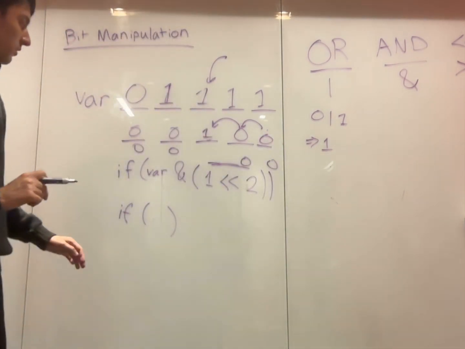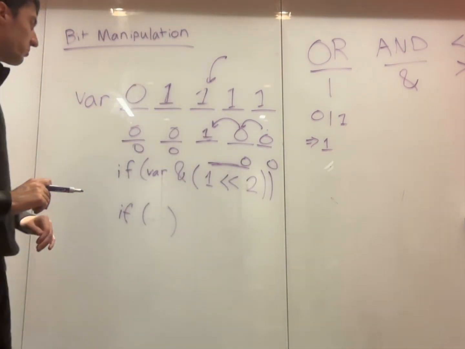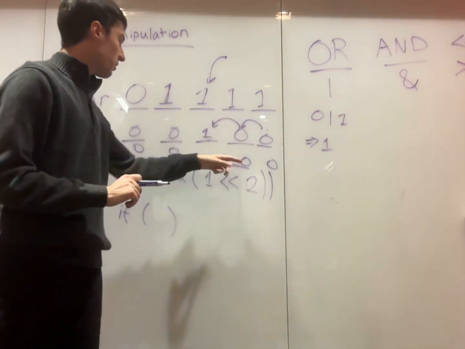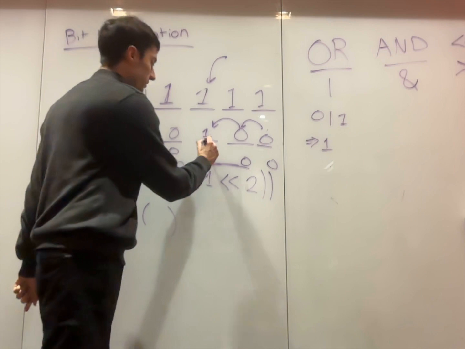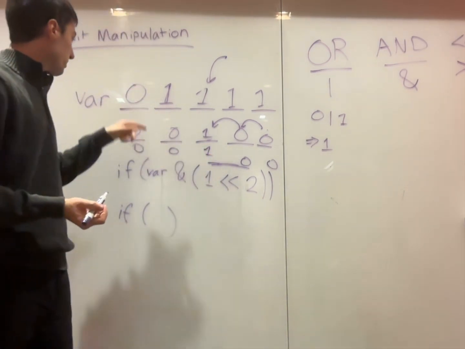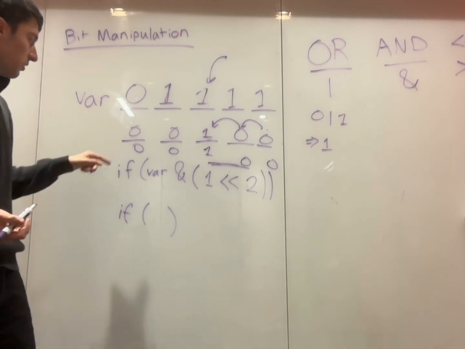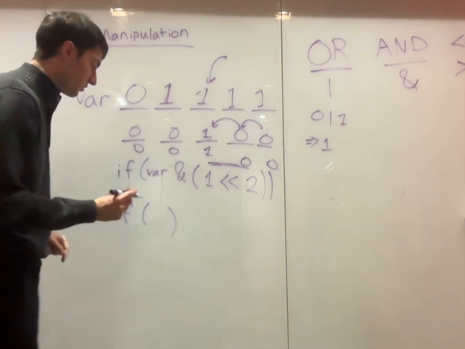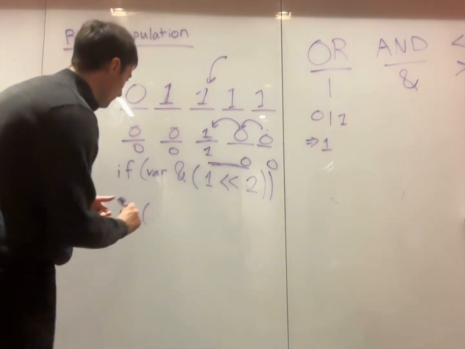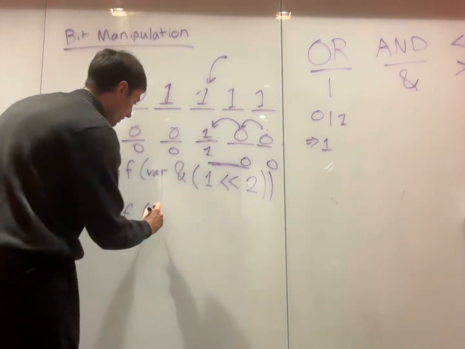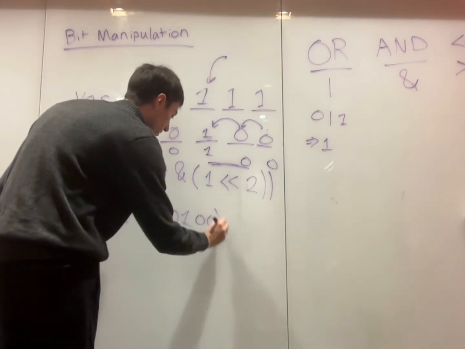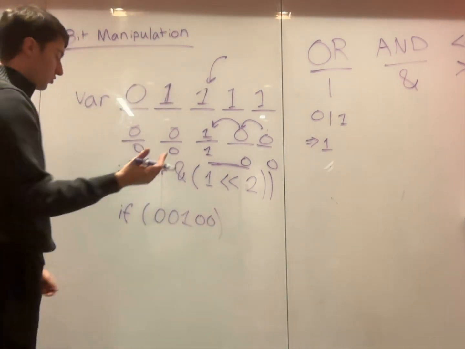Okay, so now we're doing this AND operator again. So now 1 and 0, 0. 1 and 0, 0. 1 and 1 is now going to be 1. Okay, 1 and 0, 0, 0, 0, 0. So now this is going to evaluate to 0, 0, 1, 0, 0, which is going to evaluate to true.